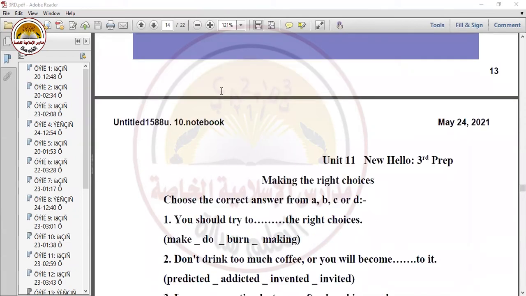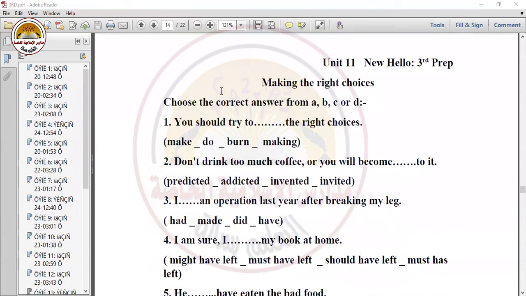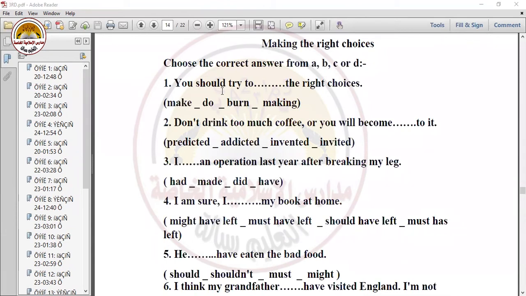Let's see. We have a quick quiz. Number one, you should try to make the right choice. Can you remember the verb with the choice? Right choice, we use make. Very good. We need the infinitive, we can't say making, because of to. To make the right choice, yes.